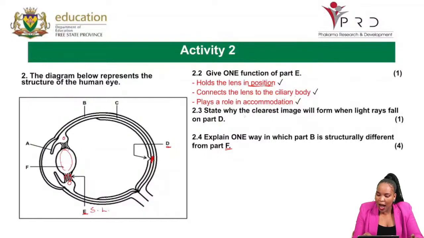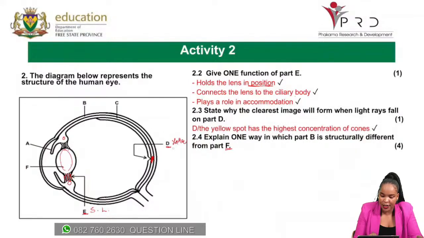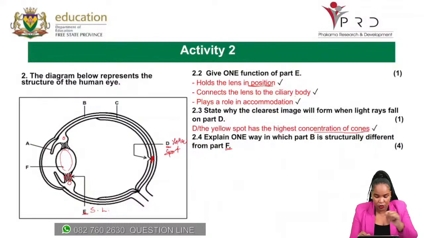Then state why the clearest image will form when light rays fall on part D. Remember part D, we said it has what? It has photoreceptors. So it is the yellow spot. So this one is the yellow spot on the retina. So why? It has the highest concentration of cones. Cones only, not the rods and the cones.